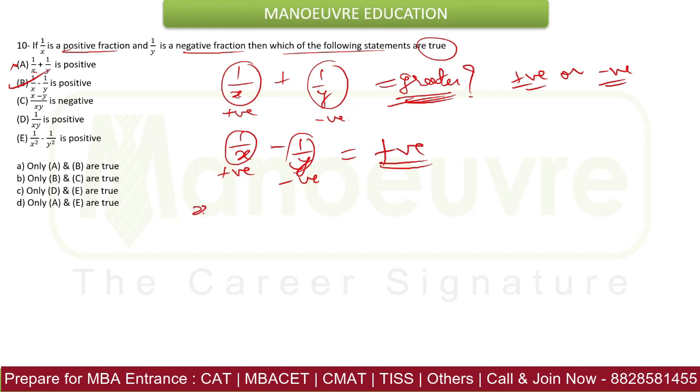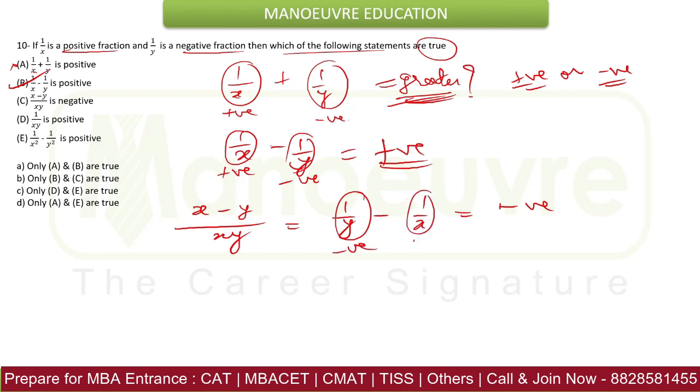The third one, x minus y upon xy, we can split it up as x, it will be 1 by y, minus y, this will be 1 by x. They are saying it is negative. Is it true? Negative minus positive, yes, this will definitely be negative. So yes, this C is also correct. And we have only one option which says B and C are true, that is option B. Hence, option B will be the correct answer over here.